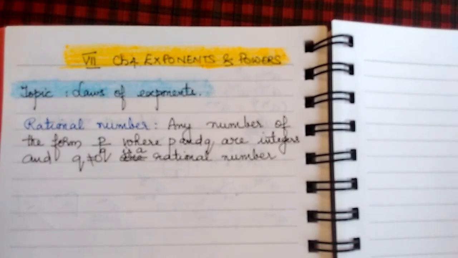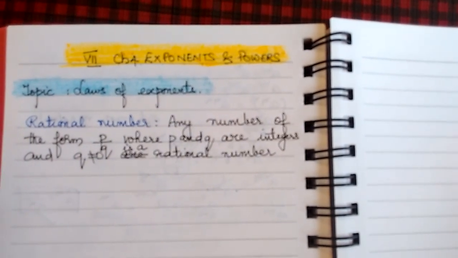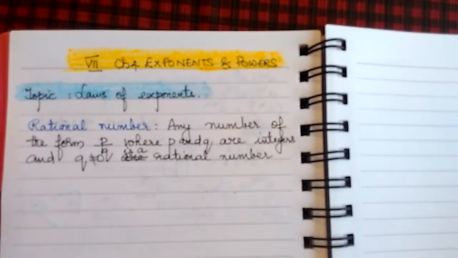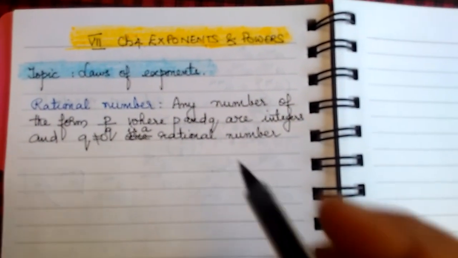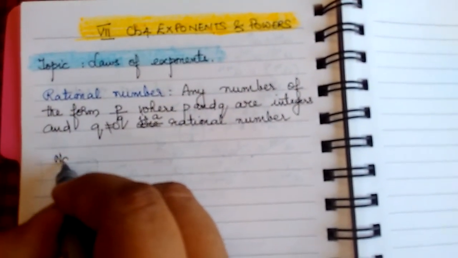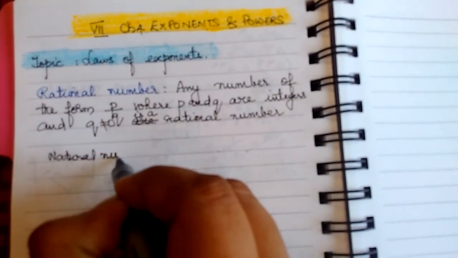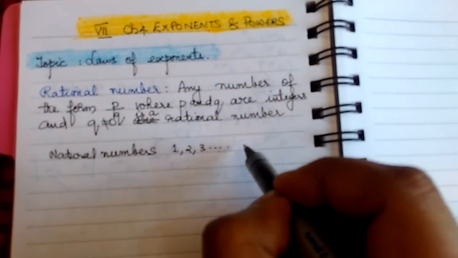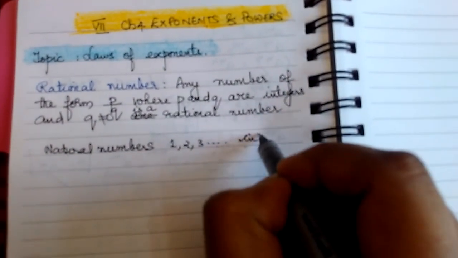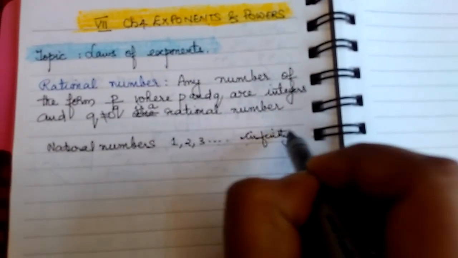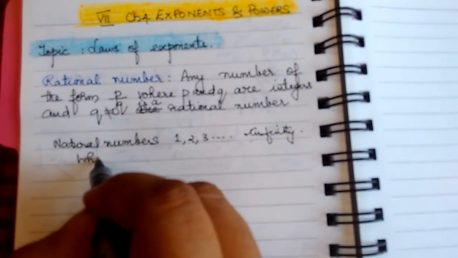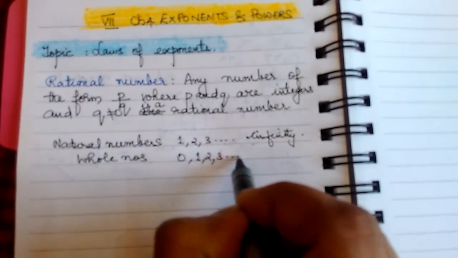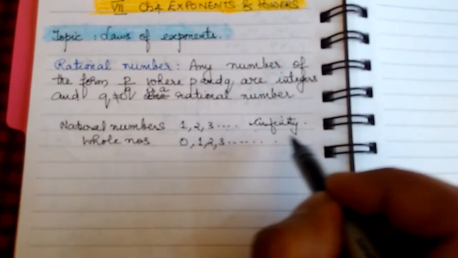Any number of the form p by q, where p and q are integers and q is not equal to 0, is a rational number. You have learned about natural numbers when you were in smaller classes. Natural numbers are 1, 2, 3, etc., and there is no limit, we will say it is infinite. Next, whole numbers, like 0, 1, 2, 3, etc., and it goes on. You can't say which is the largest one.